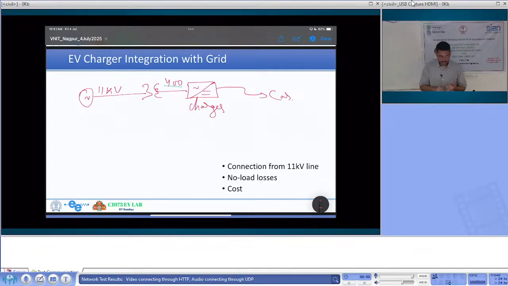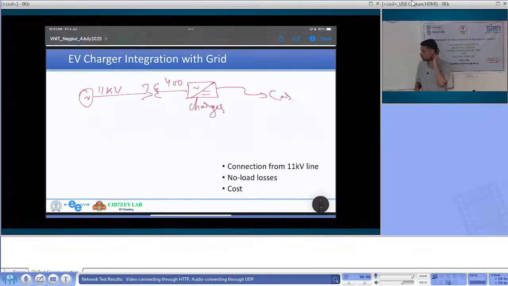So if you want to install transformer, you have to create a space, you have to maintain a distance from all other equipment, right? You have to put stones to make the flooring. Probably you have to have a protective cage also. So I was talking to some of these charge point operators, right? The people who install and operate these fast charging stations.